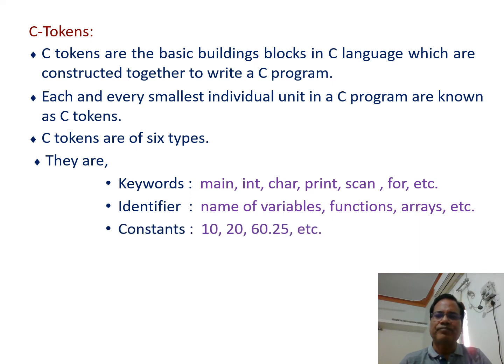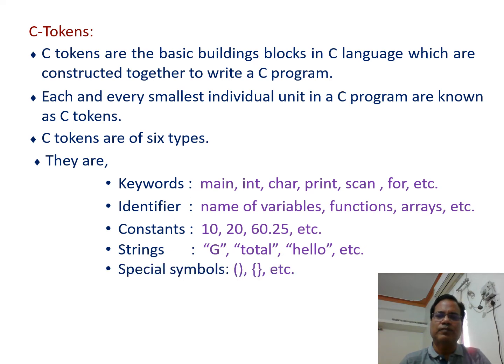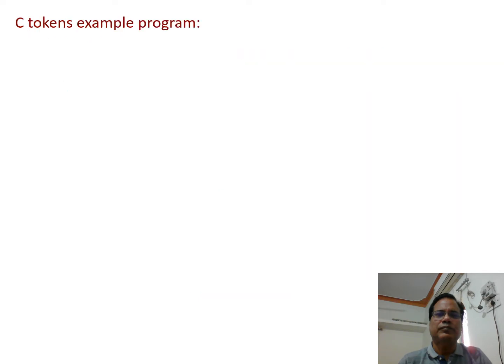Constant: 10, 20, 60.25, etc. Strings: g, total, hello, but these are included in double quotation marks. Special symbols: parentheses, curly braces, etc. Operators: plus, slash, minus, star, etc. These are the operators used in C.